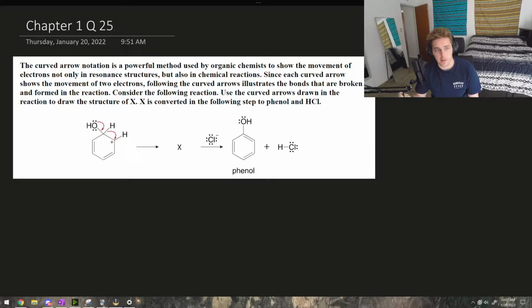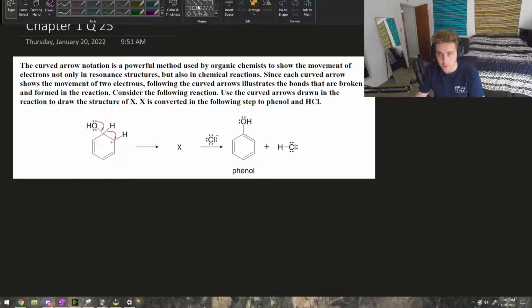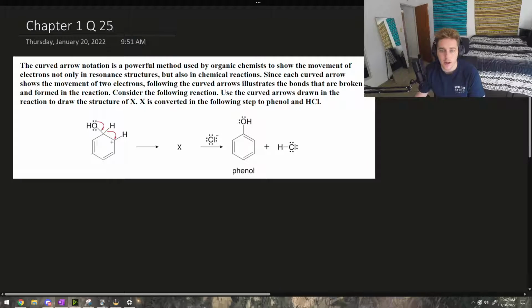Up until now, we've been doing resonance structures, which is where you do not move atoms around. You only move electrons. And we've been using the arrows for resonance structures. So that's why I think this one gets a little bit confusing. But this one says right here, if I highlight, it says also in chemical reactions. So we're going to be doing a chemical reaction, which means moving an electron. We will be creating a completely new molecule.